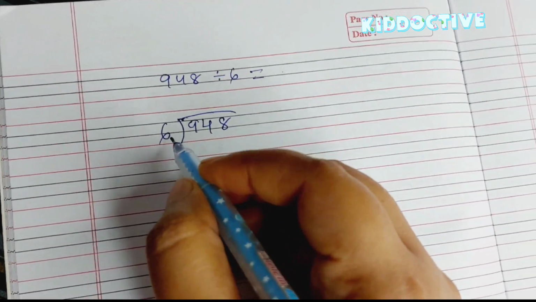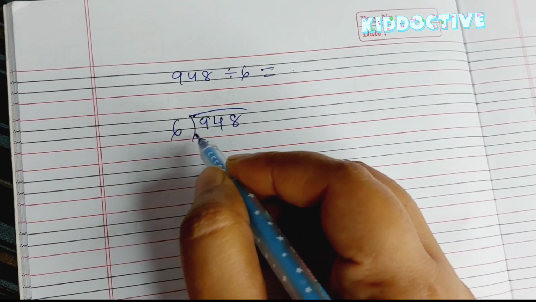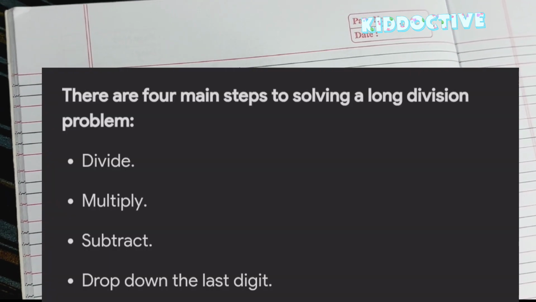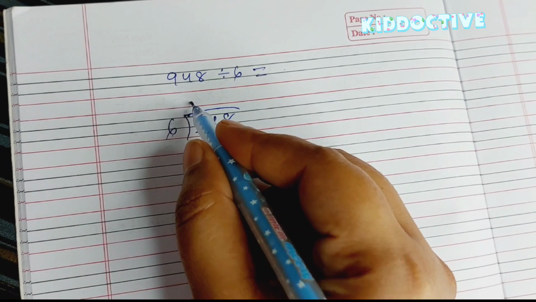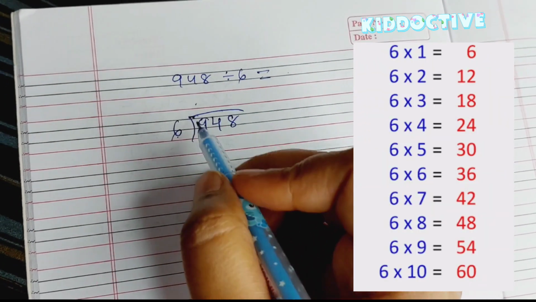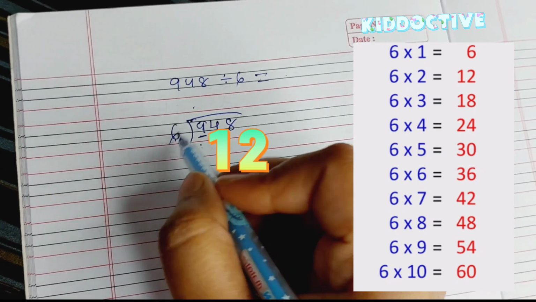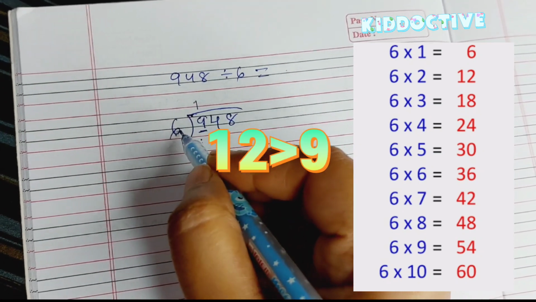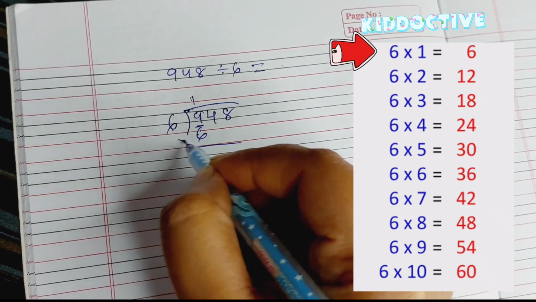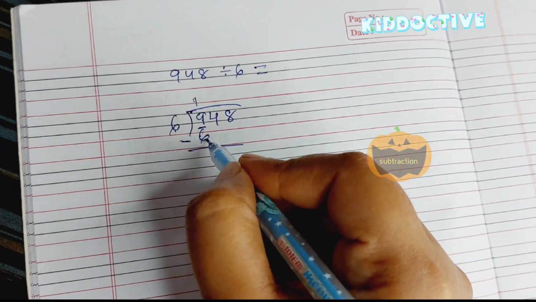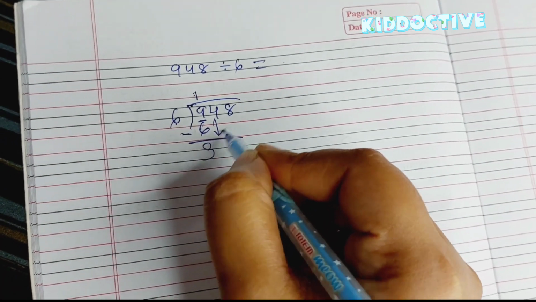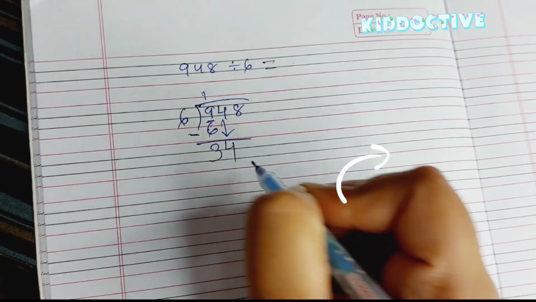Okay. So first we are going to check the first number. 6 1s are 6, 6 2s are 12. So here it is 9 and 12 is greater than 9. So we are going to write here 1, 6 1s are 6. Then the next step is subtract. 9 minus 6 is 3. Then bring down 4.